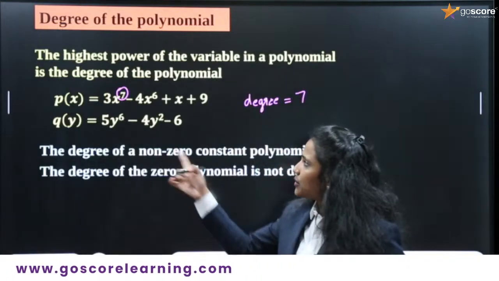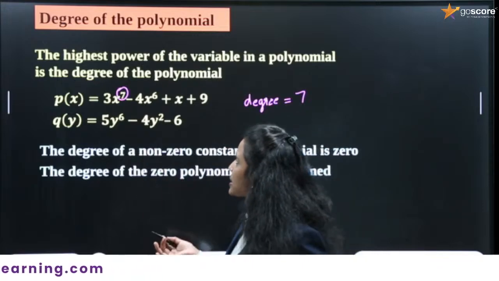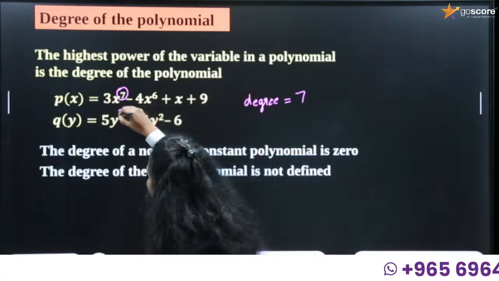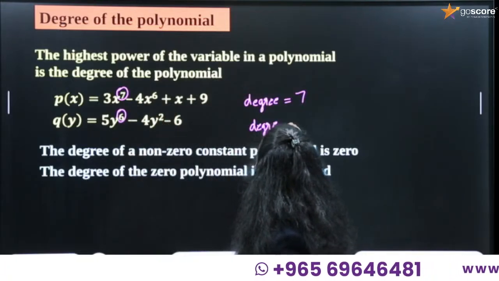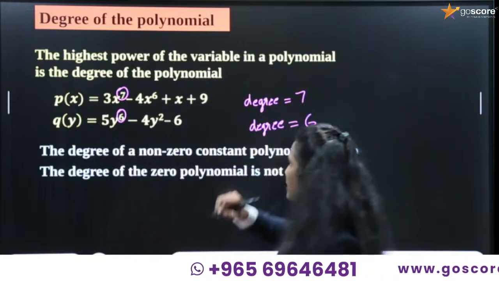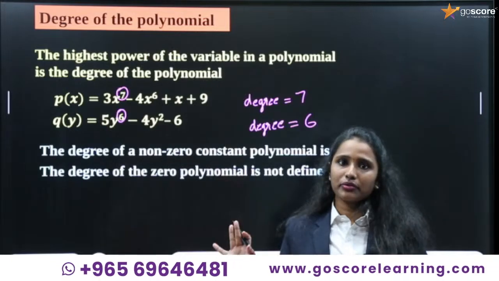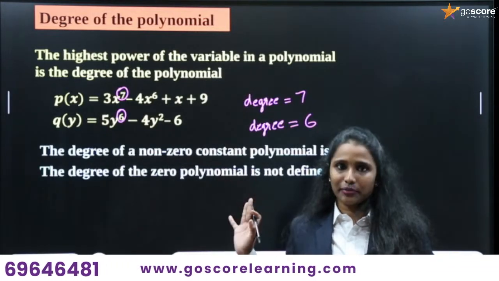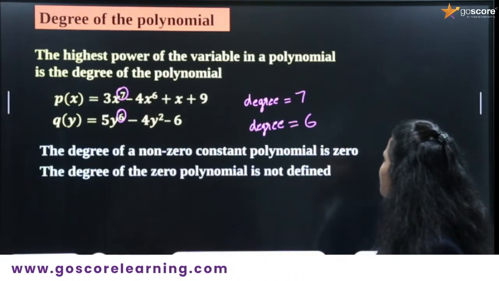Now q of y is 5y raised to 6 minus 4y square minus 6, in which the highest power is 6. So, its degree is equal to 6. So, degree of a polynomial is the highest power of the variable. Whichever variable we are using, its highest power is our degree. Now, the degree of a non-zero constant polynomial is 0.